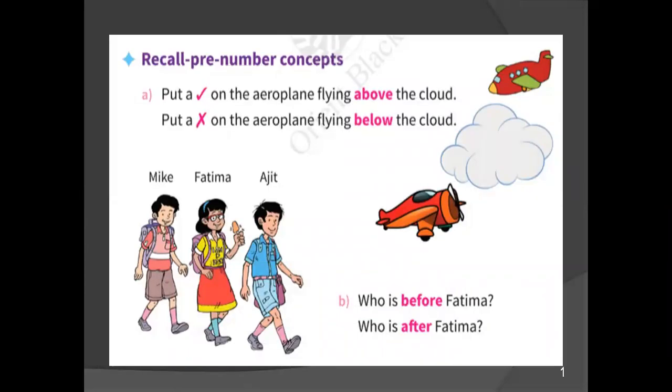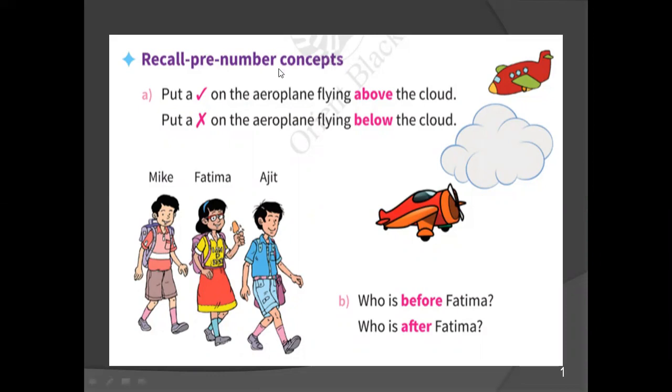Okay. Take your textbook. I hope all have bought your textbook. Take your textbook and open page number 1. Yes. Open page number 1. I will also do with you. You can also take your pencils and you can do with me. You can mark with me.